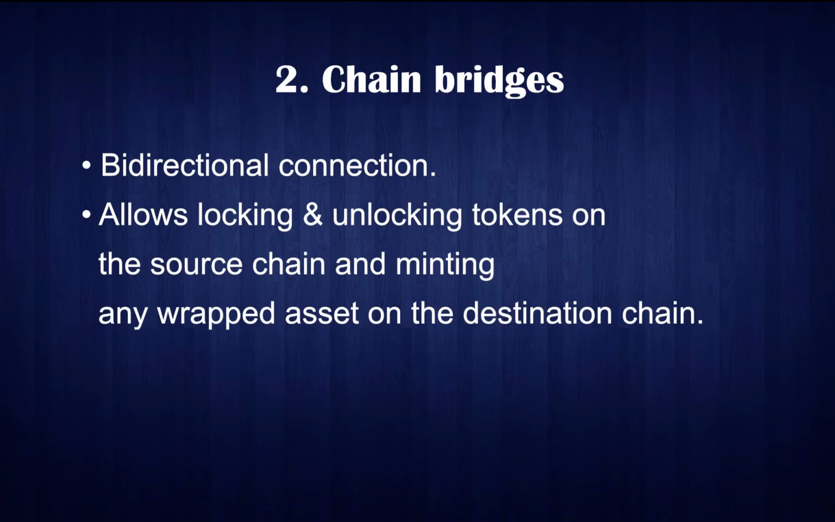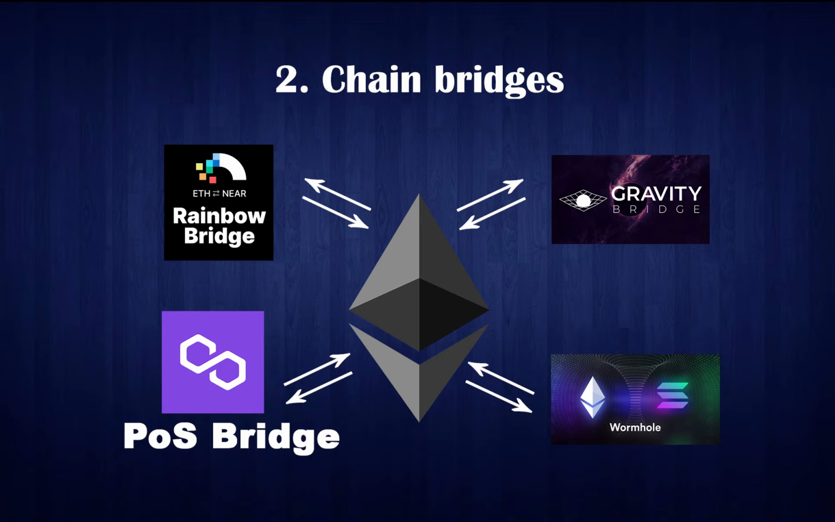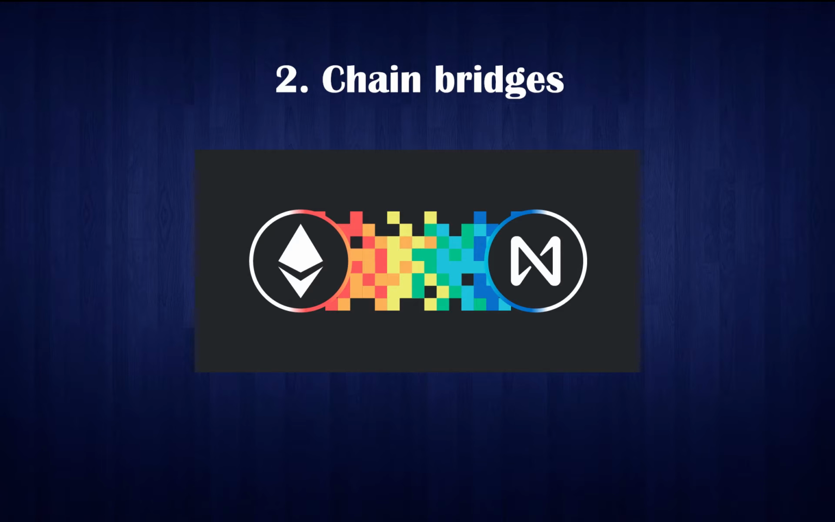Second, chain bridges. This is like a bidirectional connection. It allows locking and unlocking tokens on the source chain and minting a wrapped asset on the destination chain. Many bridges were built to connect with Ethereum. For example, Rainbow Bridge from Near, Proof of Stake Bridge from Polygon, Gravity Bridge from Cosmos, Wormhole from Solana. So let's take a look at how Rainbow Bridge works.